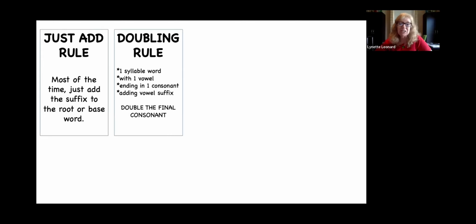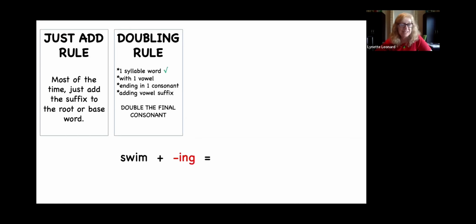The second rule is called the doubling rule, and that states that in a one-syllable word with one vowel, ending in one consonant, and when adding a vowel suffix, or a suffix that starts with a vowel, we double the final consonant and then add the suffix. So that means that the word smog, which is a one-syllable word, has one vowel, it ends in one consonant, which is G, and we are adding a suffix that begins with a vowel. Therefore, we have to double that final consonant when we add the Y.